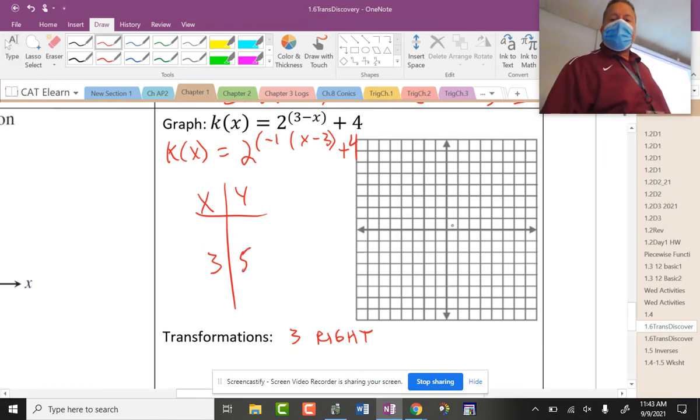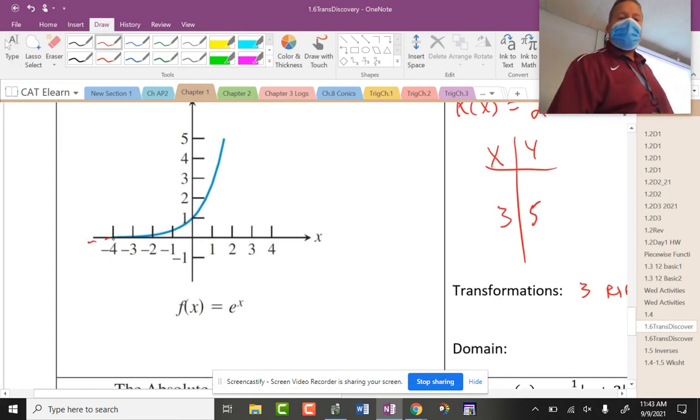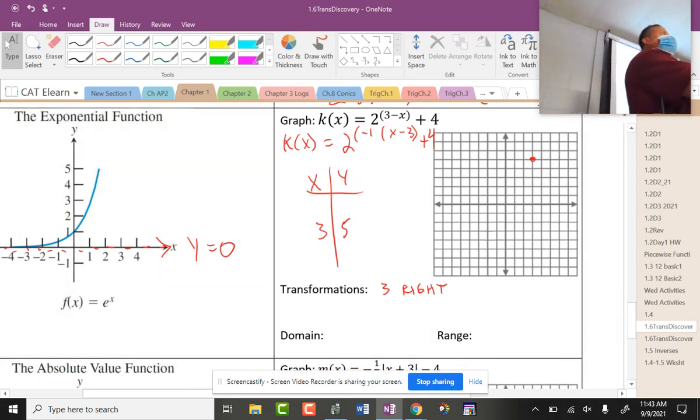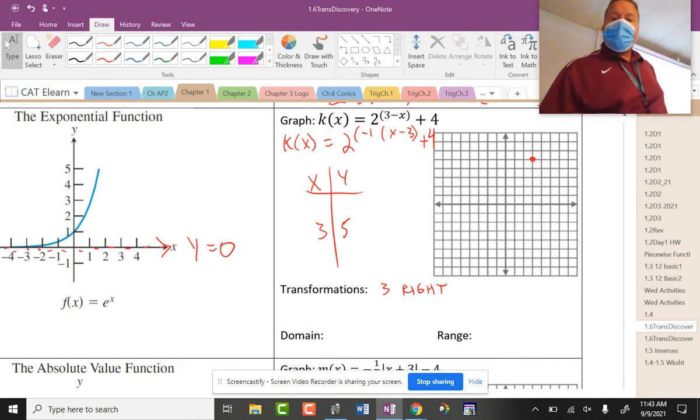Now, why is that not 4? I'll tell you in a minute. 1, 2, 3, comma 1, 2, 3, 4, 5. Here's what you need to know about the parent. The parent function has an asymptote at y equals 0. But Kennedy, what does the plus 4 do? It moves the function what? Up 4. So now this has a horizontal asymptote of y equals 4.